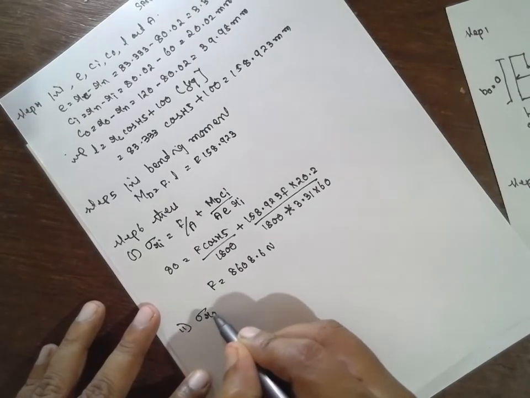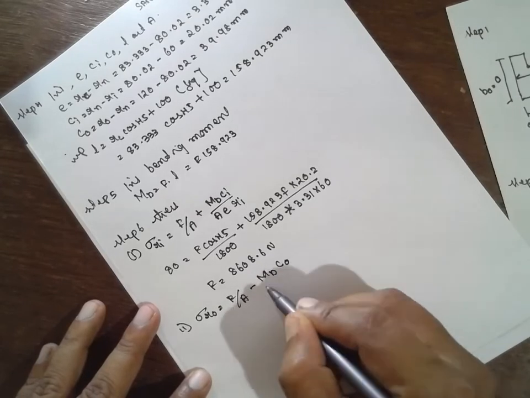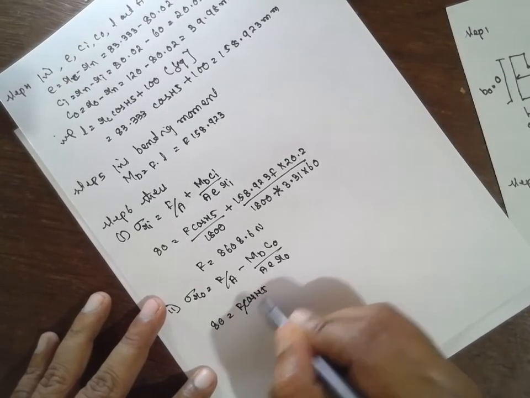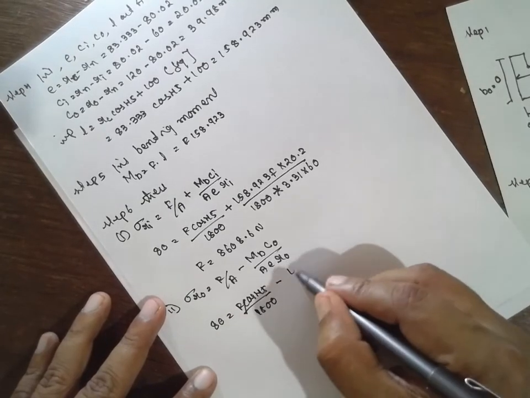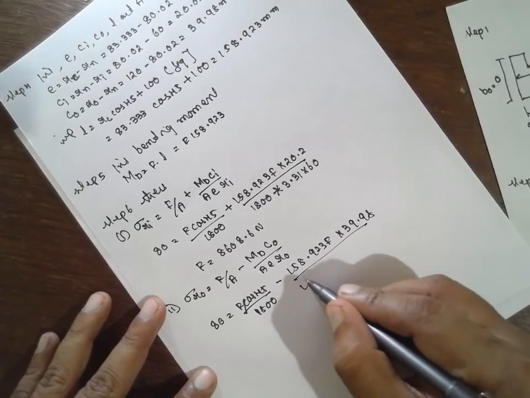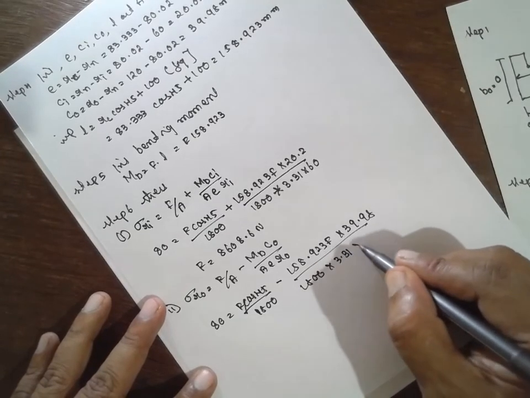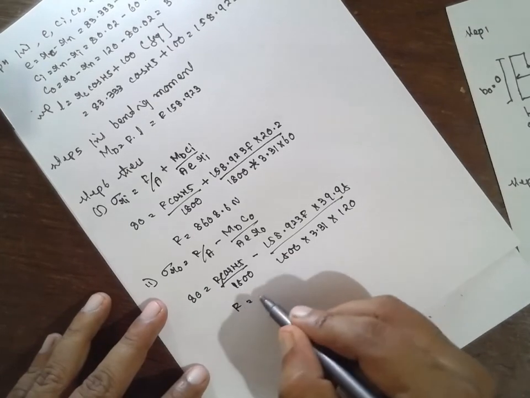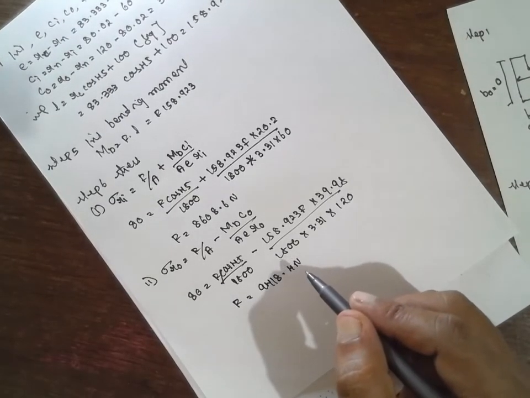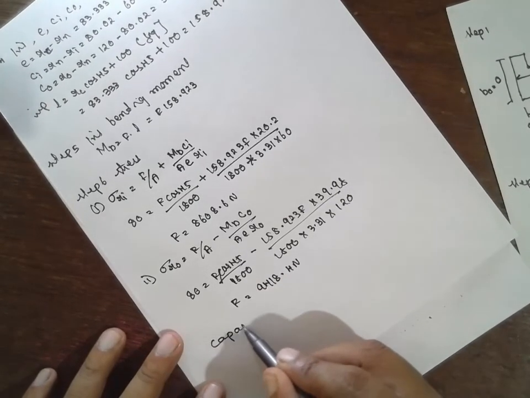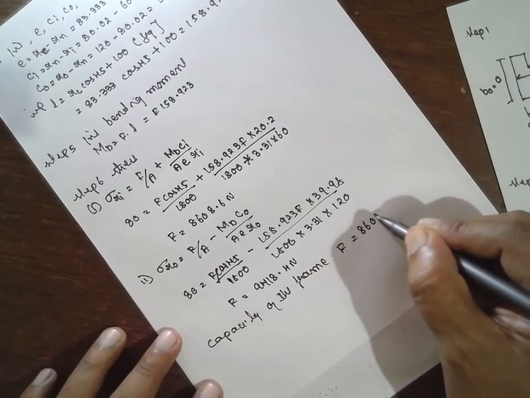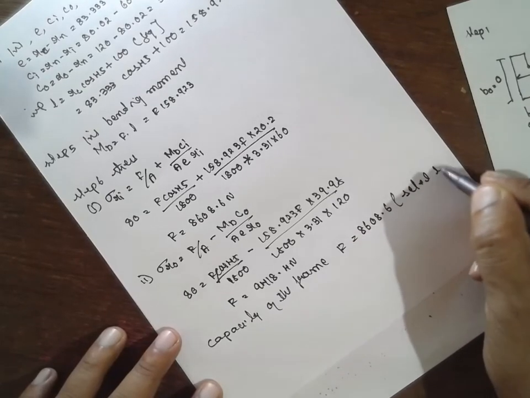Similarly, I will go for sigma R0, which is F divided by A minus MB C0 divided by A E R0. If I take this one as 80, 80 is equal to F cos 45 divided by A, where A is 1800, minus 158.923 F into 39.98 divided by 1800 into 3.31 into 120. If we calculate, the answer for this one is 9418.4 Newton. The capacity of the frame F should be smaller. We have to select the smaller value. Therefore, the capacity of the frame F should be 1608.6 Newton.